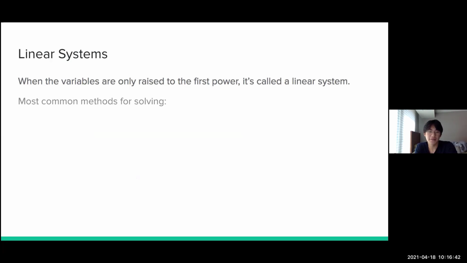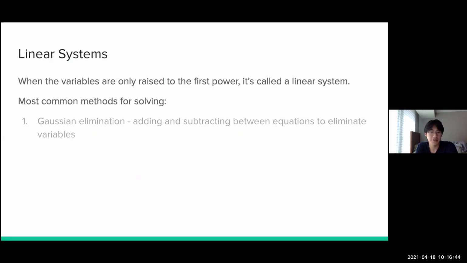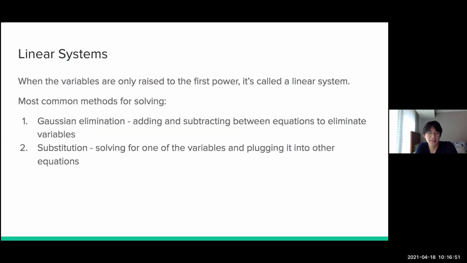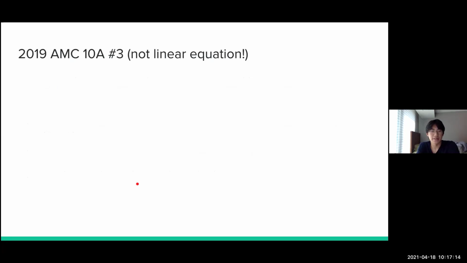So the most common methods for solving would first be Gaussian elimination, which means adding and subtracting between equations to eliminate certain variables. Another common method is substitution, which means you would solve for one of the variables, then you would plug it into other equations. And finally, there's just graphing, where you would find the intersection of the lines defined by the equations themselves. Now, I believe this comes out in school in 8th grade, so hopefully you guys are familiar with these concepts. And again, these appear in the AMC a lot.